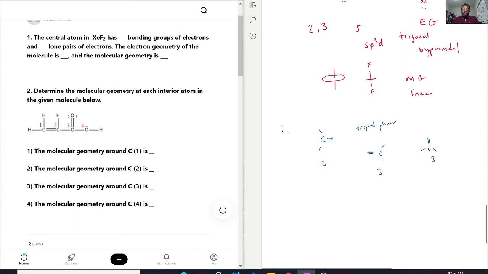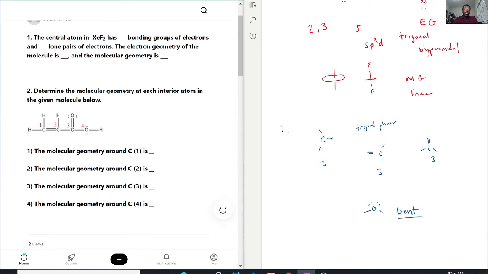So now we're going to go to the one that's clearly different because now it has lone pairs. The oxygen has 2 bonding groups and 2 lone pairs. So in total, the electron geometry, because that's 4 things bonded to it, would be tetrahedral. But because it has 2 bonding groups and 2 lone pairs, the molecular geometry known for this is called bent.